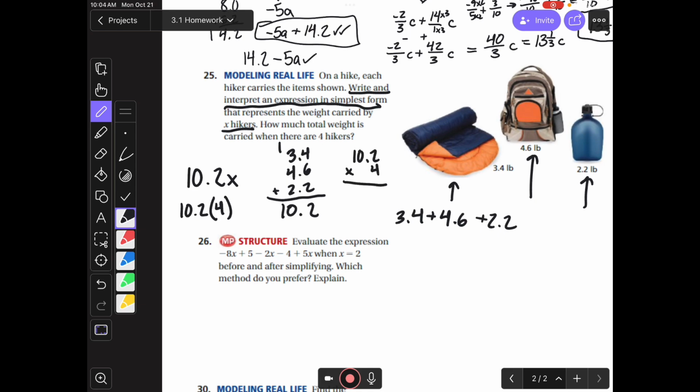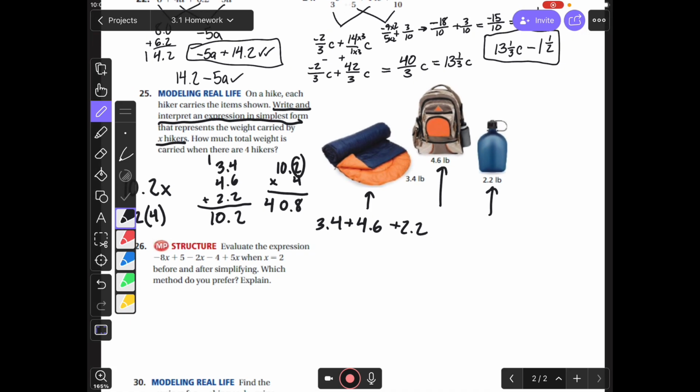4 times 2 is 8. Oh, sorry. 4 times 0 is 0. 4 times 1 is 4. There's only 1 digit after a decimal place, so make sure my answer matches. The weight for 4 hikers is 40.8 pounds. So again, your answer would be the total weight. Write and interpret an expression would be that.